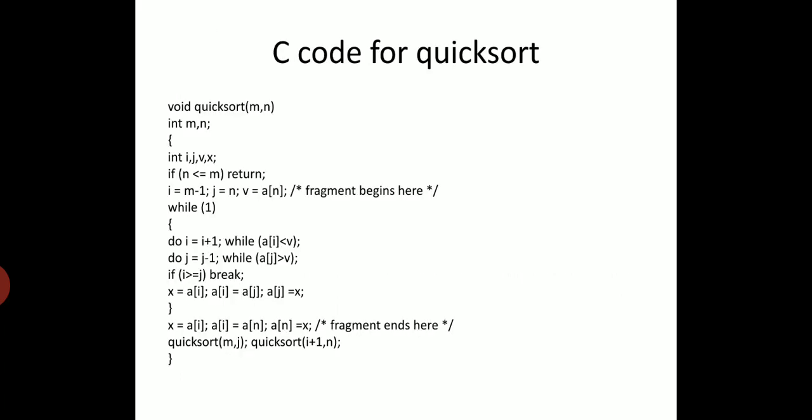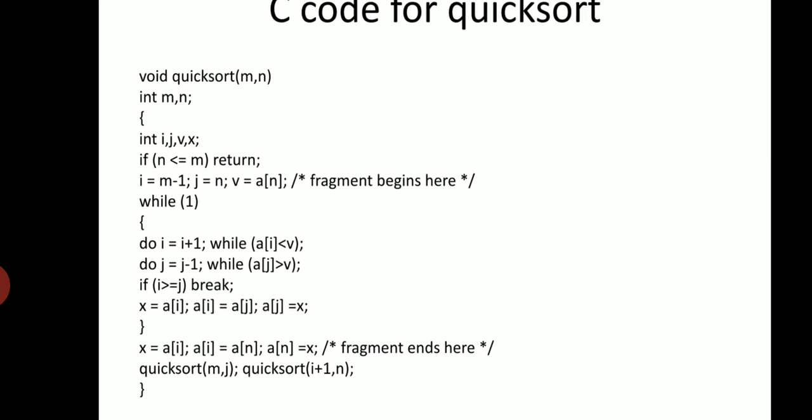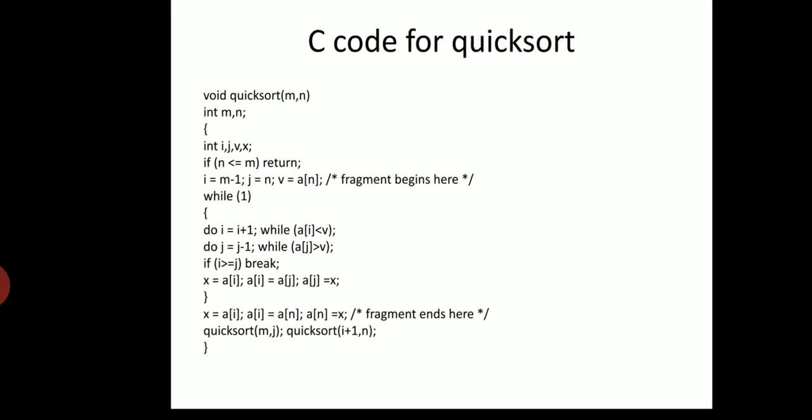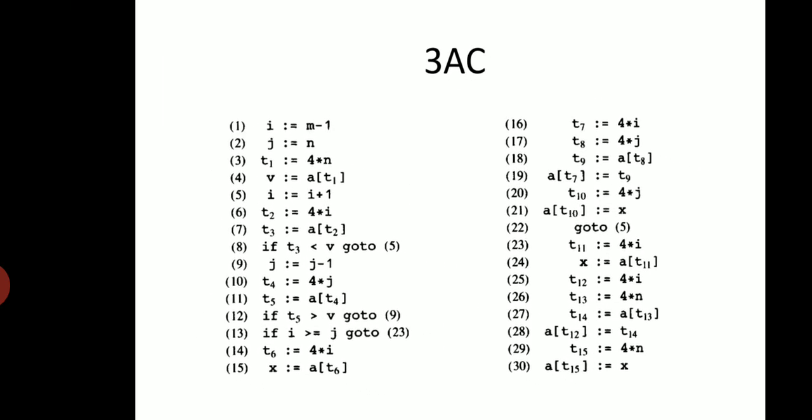Consider as an example the C code for quicksort. Here the C programming language is used for performing quicksort. A function is written over here. Based on that function, we have identified the 3-address code corresponding to each statement of the function. These are 30 statements corresponding to the previous function.